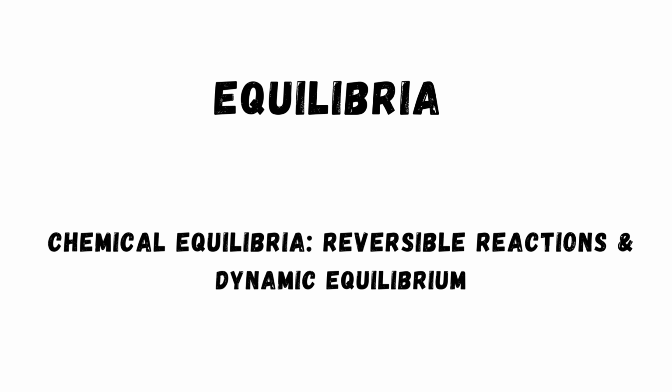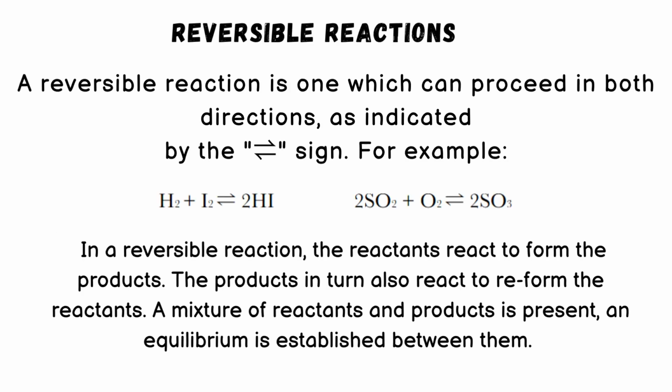Today I would like to share with you the concepts from Equilibria: chemical equilibria, reversible reactions and dynamic equilibrium. Reversible reactions. A reversible reaction is one which can proceed in both directions as indicated by the reversible arrow sign. For example, H2 plus I2 gives 2HI, 2SO2 plus O2 reversible to 2SO3.